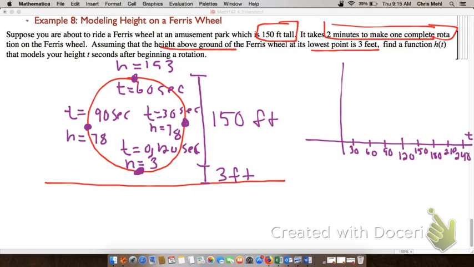I'm going to put a break in the graph. Our graph is going to start at 3 feet. Our maximum height is going to be, so this is the h-axis, this is 153, and halfway between those is 78. That actually ends up being your midline.